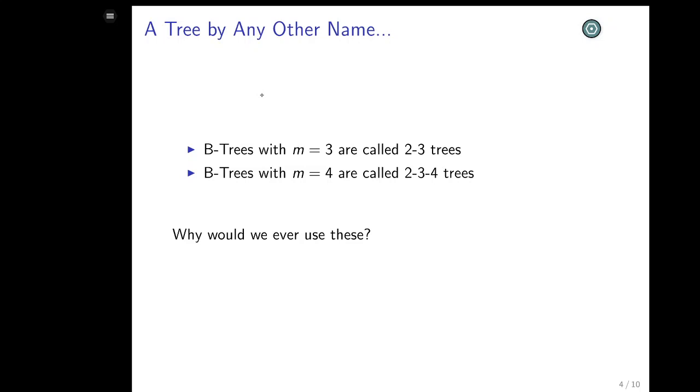Why would I pick this kind of a 2-3 tree over just a regular old binary search tree? Why would I want a 2-3 tree rather than a binary search tree? And you're right, there's flexibility. Nodes can have 2 or 3 children, and in the binary search tree, you only have 2.